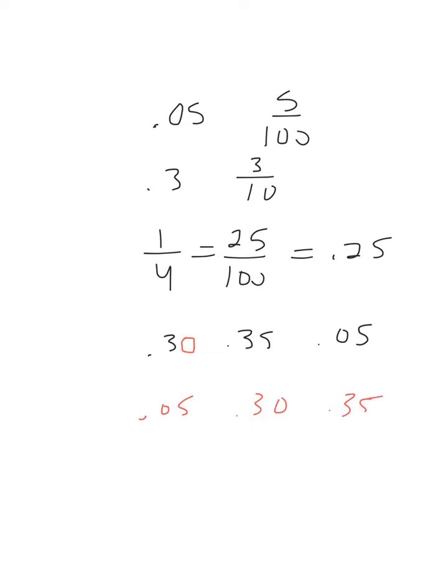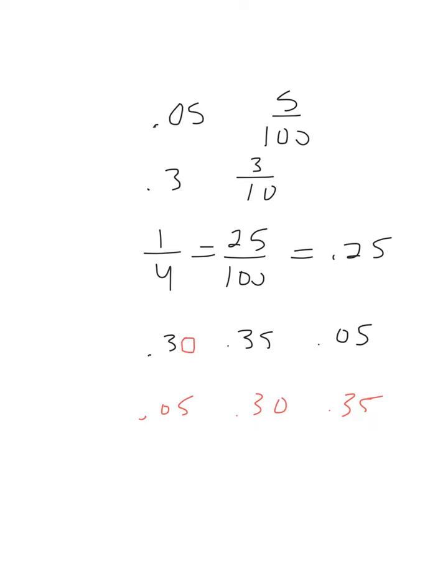35/100ths. So again, I would always convert them into the same unit. So if they're in thousandths, put them all in thousandths. If they're in tenths, hundredths, whatever you need to do. And then say, okay, well, what's smallest? Well, 5 is smallest. 30 would be next. 35 would be next.